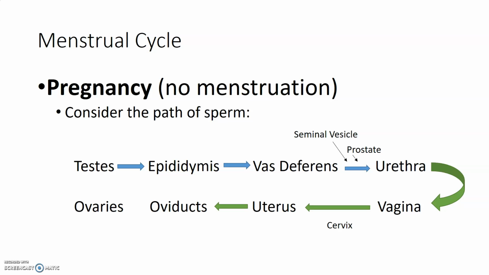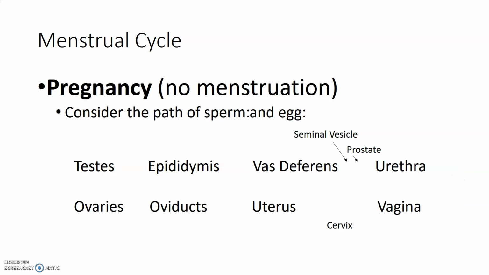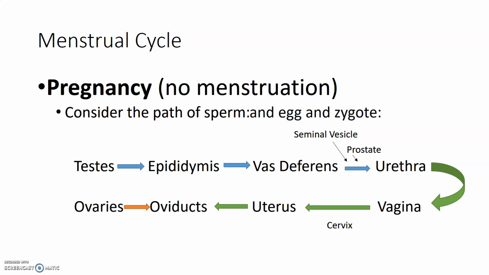And fertilization actually happens in the oviducts. It's a common misconception that fertilization happens in the uterus. It does not. Implantation happens in the uterus. Fertilization happens in the oviducts. So if we think about the sperm and the egg, we have testes to epididymis to vas deferens, urethra to vagina to uterus to oviducts. That's their sperm path. Egg path is much shorter. You have ovary to oviduct, and then it meets the sperm in the oviduct, which then leads to fertilization.